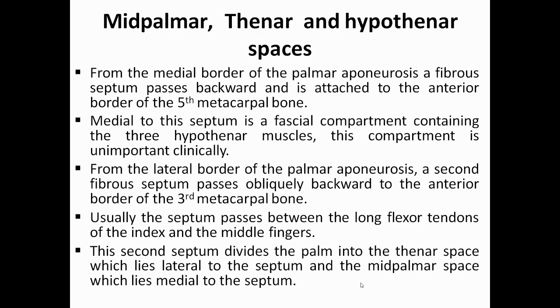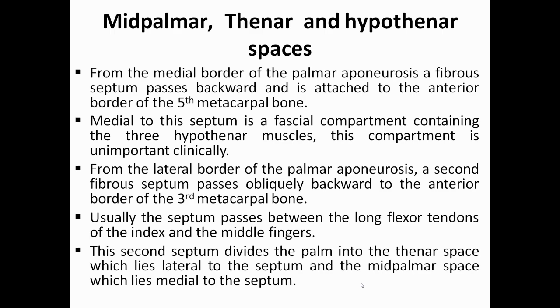Midpalmar, thenar and hypothenar spaces. From the medial border of the palmar aponeurosis, a fibrous septum passes backward and is attached to the anterior border of the fifth metacarpal bone. Medial to this septum is a fascial compartment containing the three hypothenar muscles, and this compartment is unimportant clinically.